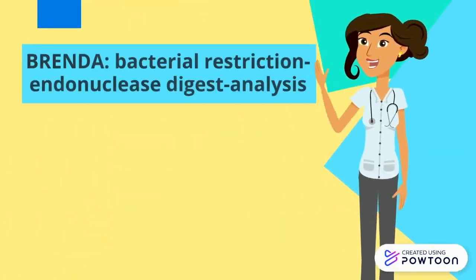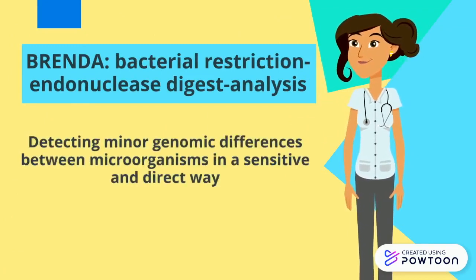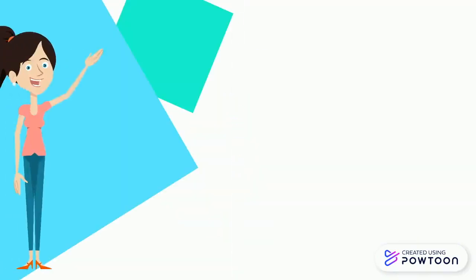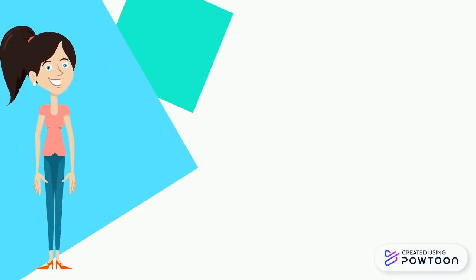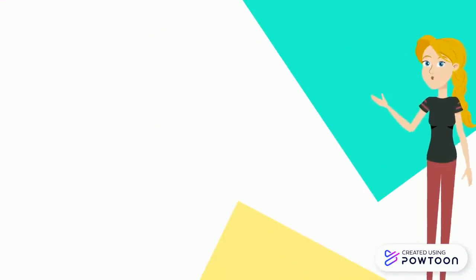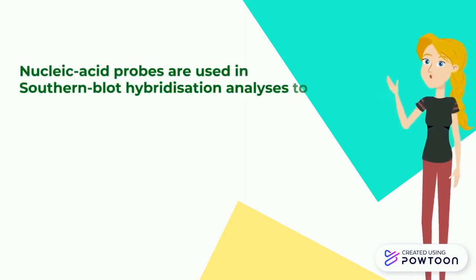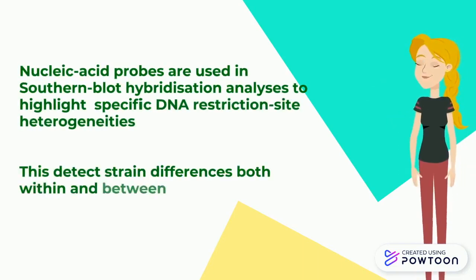Bacterial restriction endonuclease digest analysis can detect minor genomic differences between microorganisms in a very sensitive and direct way. Chromosomal probe hybridization pattern: nucleic acid probes are used in Southern blotting hybridization analysis to highlight specific DNA restriction site heterogeneities. This detects strain differences both within and between species.